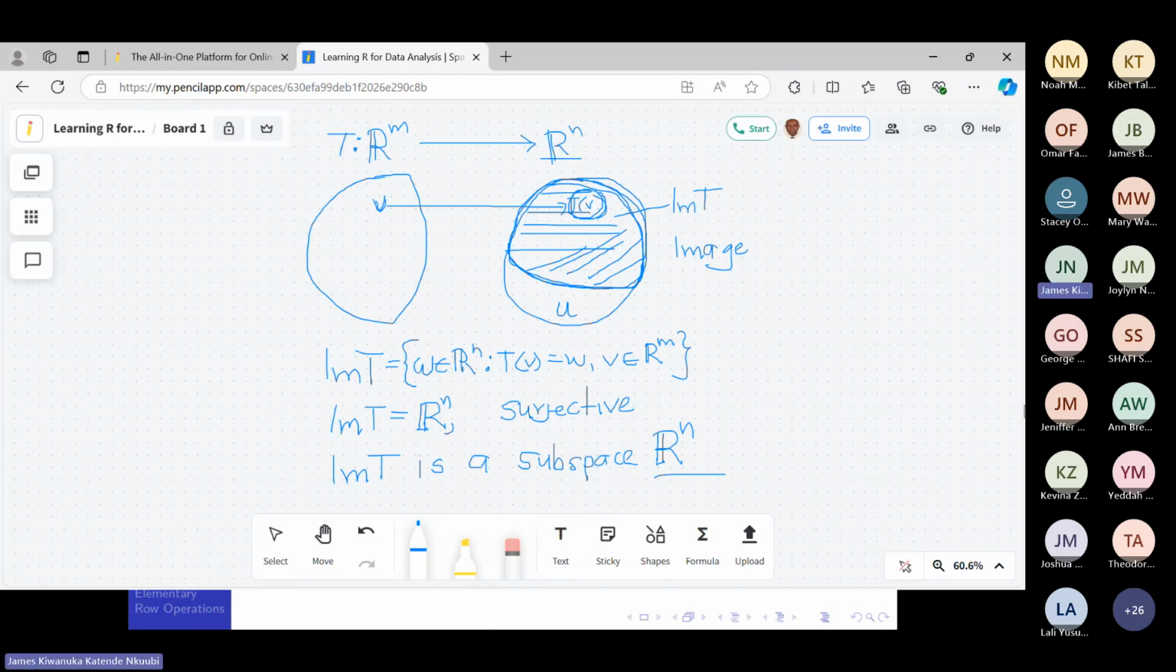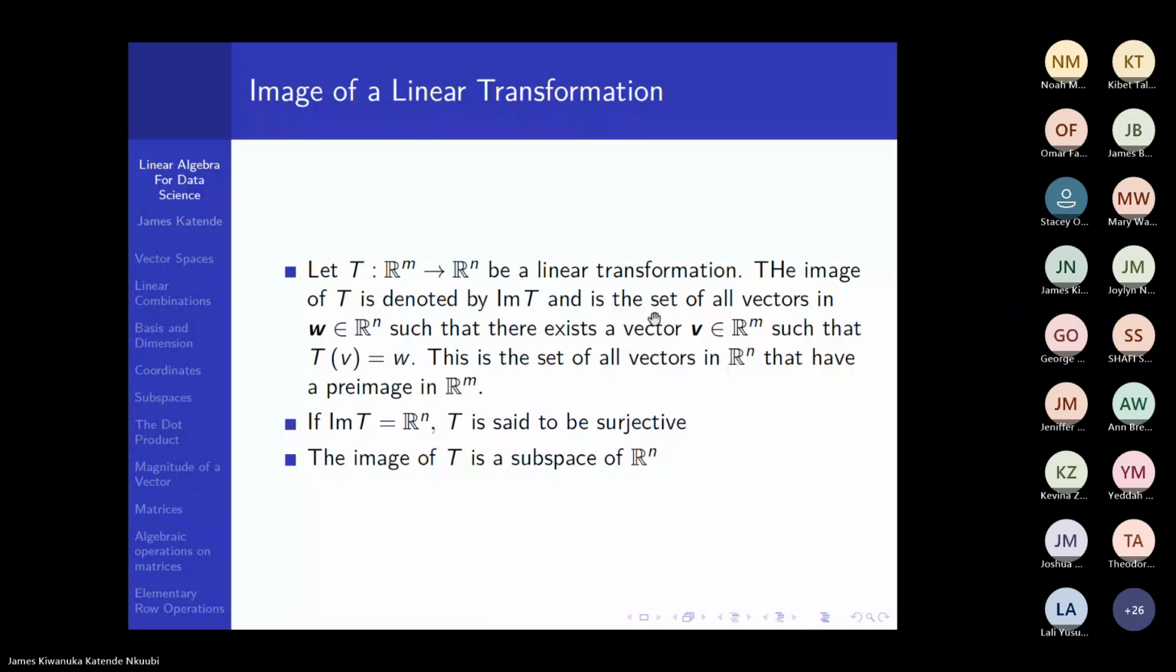Is that clear? So this explains everything that we have just talked about. It just repeats what we were saying. So I don't know if anyone is writing notes or we can move on.